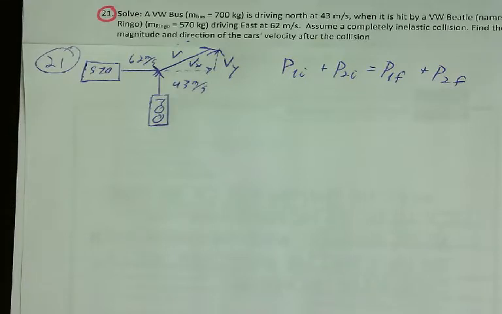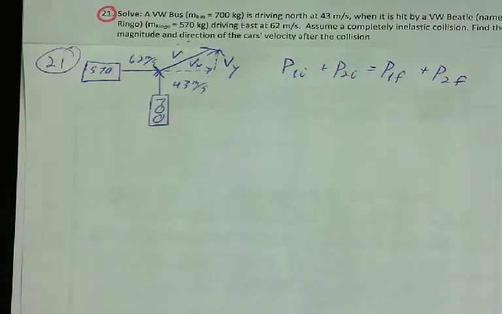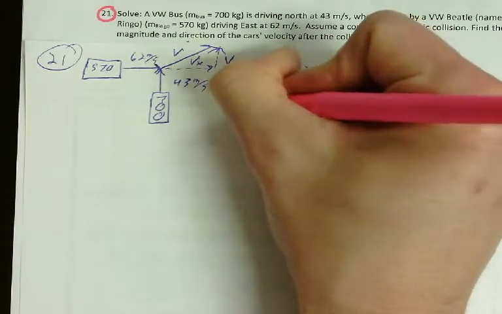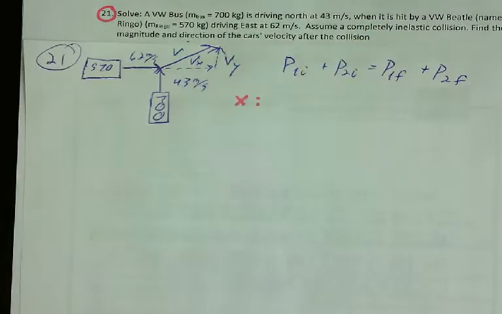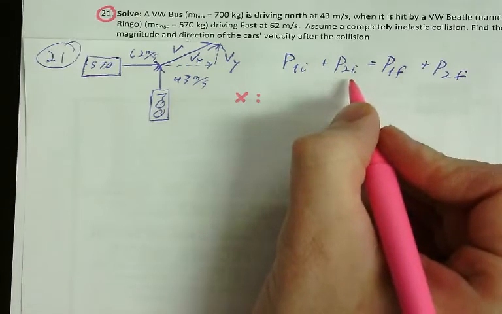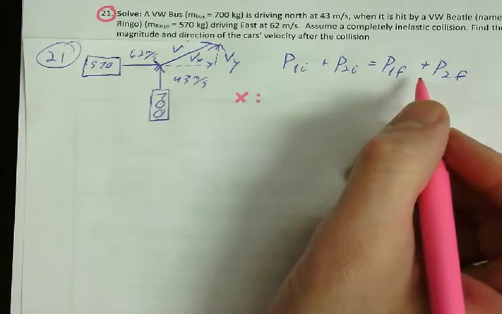Pretty straightforward. Here's where you have to be careful. There is an x direction and a y direction, which means we can't do them at the same time. Okay? We have to do them separately. So I'm going to set up an x equation and set up a y equation. The x equation is going to look like this. The initial of 1 in the x plus the initial of 2 in the x equals the final of 1 in the x plus the final of 2 in the x.